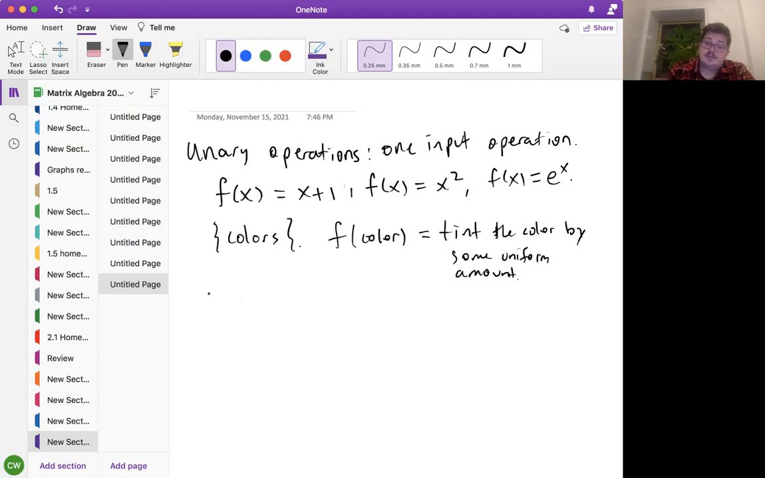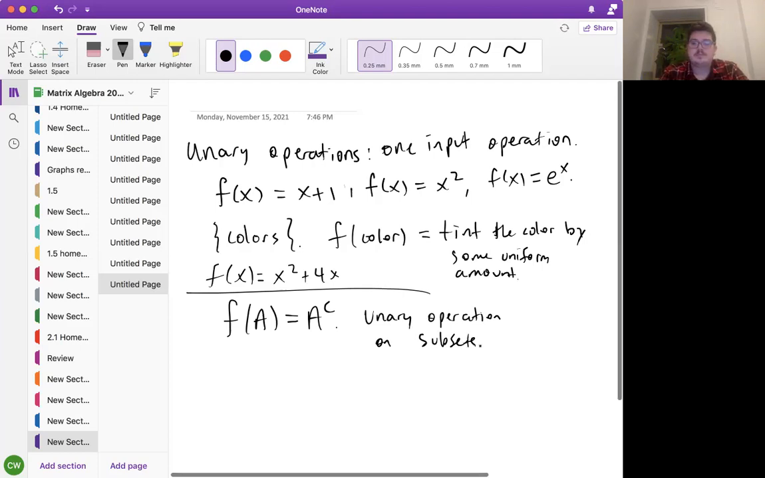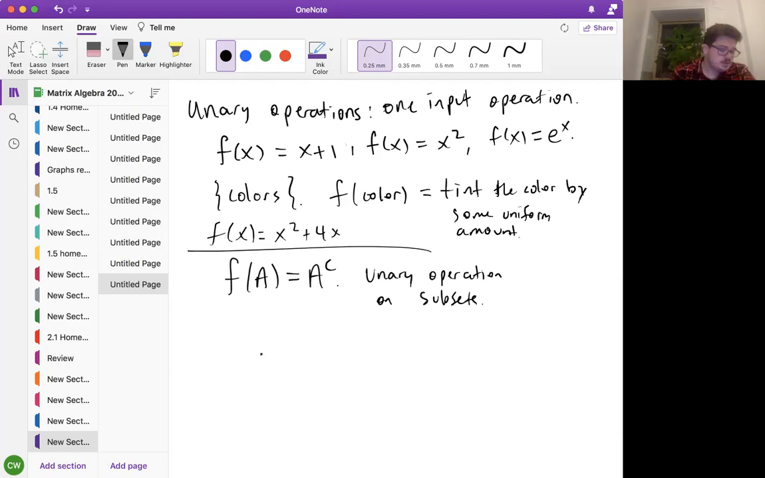Here's an example of a unary. f of A is equal to A complement. Yeah, sure, that would also be unary. f of x is equal to x squared plus 4x. Same thing. It's one input and you output one thing. So complement is an example of a unary operation on subsets. All right, so we'll talk about unary operations.